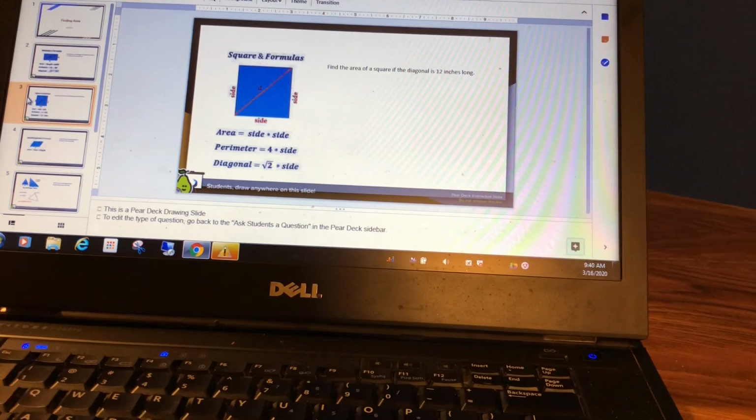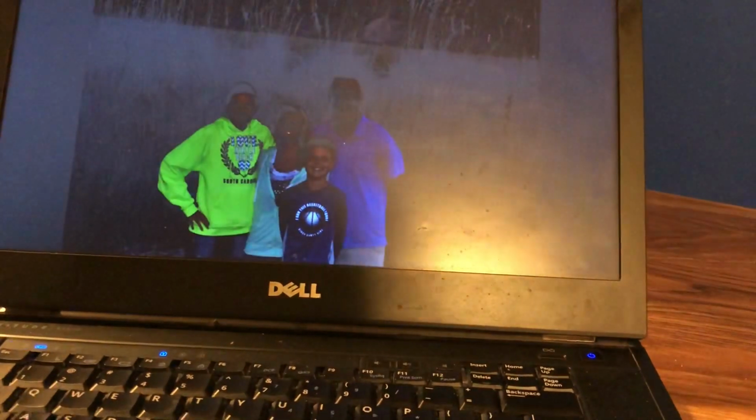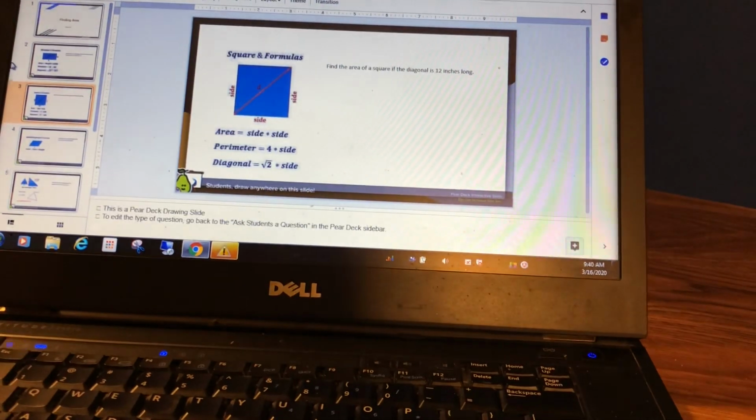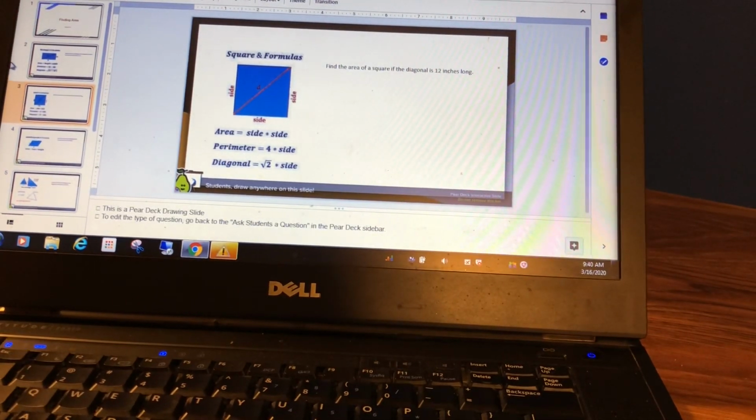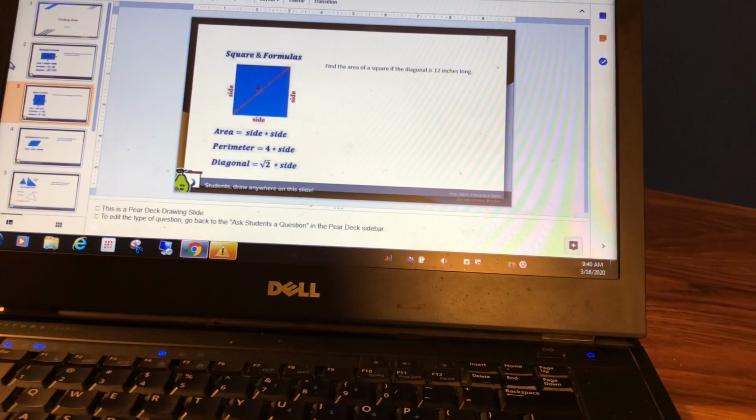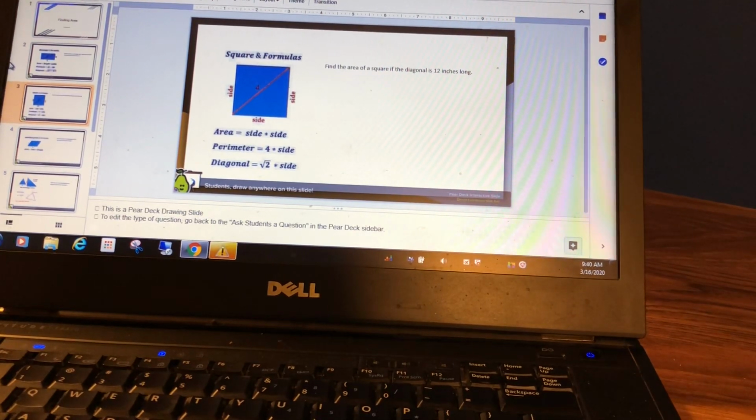We know the perimeter is 4 times one side, and then we know that the diagonal is radical 2 times one of the sides. We know that in a square, the diagonal creates two 45, 45, 90 right triangles. So we can use our 45, 45, 90 rules.